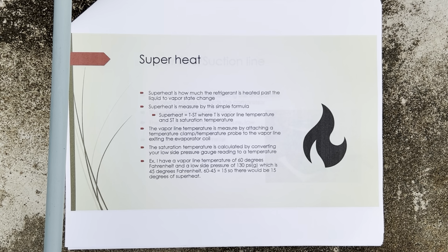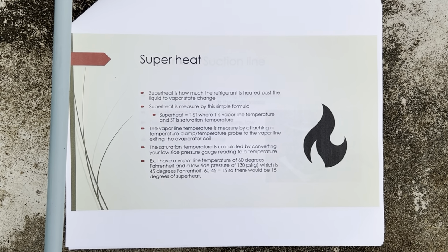And again, we have a formula for superheat. Superheat equals temperature minus saturation temperature, where temperature is the vapor line temperature. The vapor line temperature is measured by attaching a temperature clamp or temperature probe to the vapor line exiting the evaporator coil. The saturation temperature is calculated by converting your low side pressure to a temperature. I like to use the little slider tool on the REF Tools app. You may have a PT chart, but either one will work.